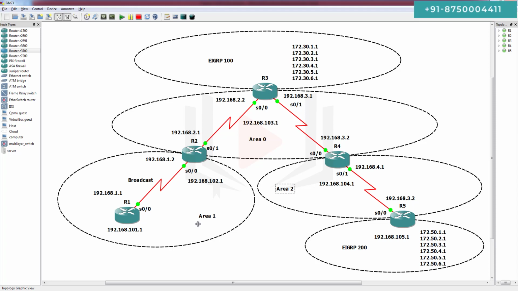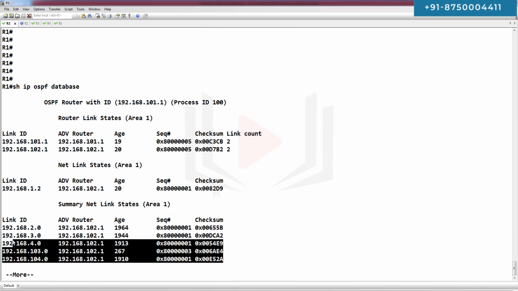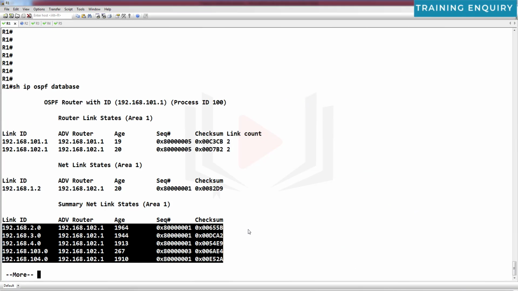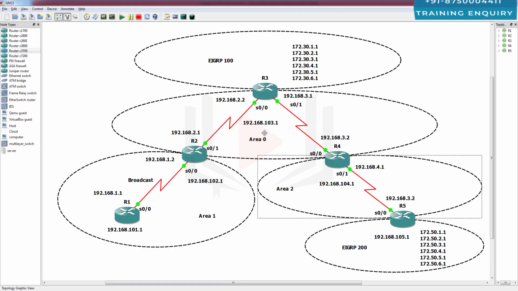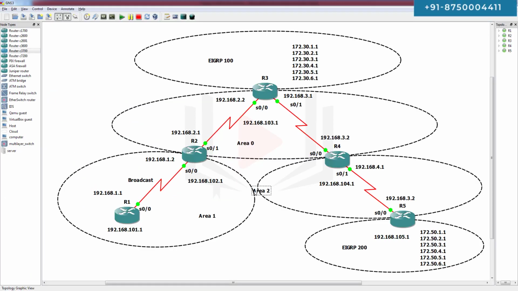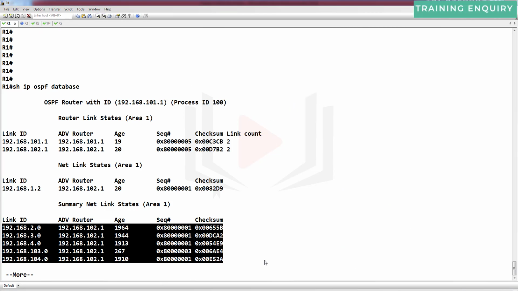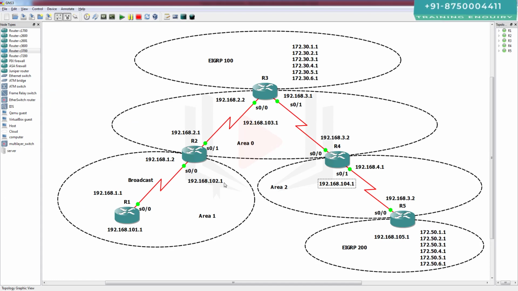For area 1, the 0 and 2 routes are summary LSA. Same for area 0, the 1 and 2 routes are summary LSA. Again I am repeating: when the routes of one area go to another area, they go as summary LSA. So for area 1, the routes 2, 3, 4, 103, 104 are summary LSA.